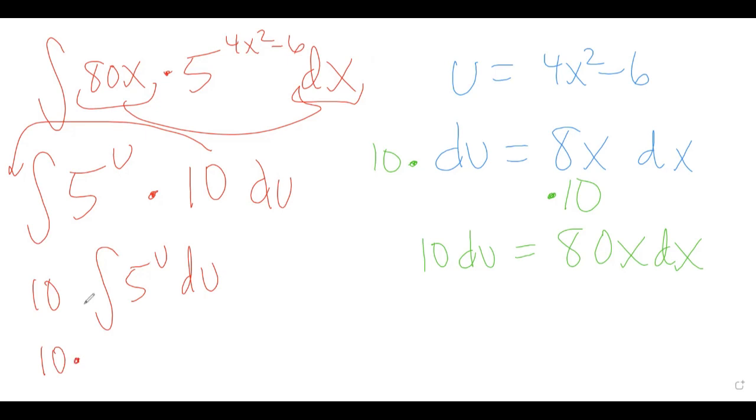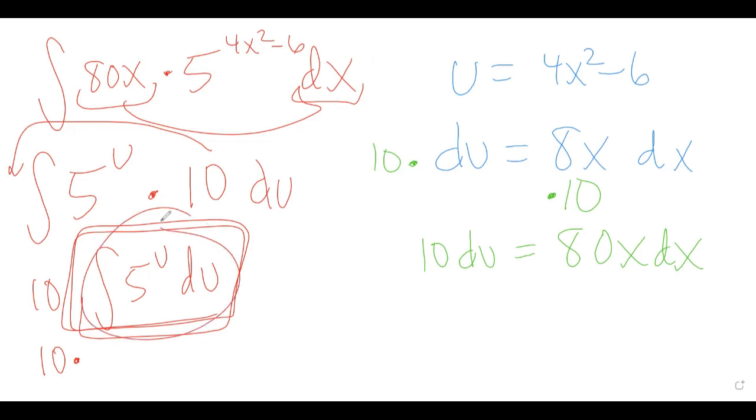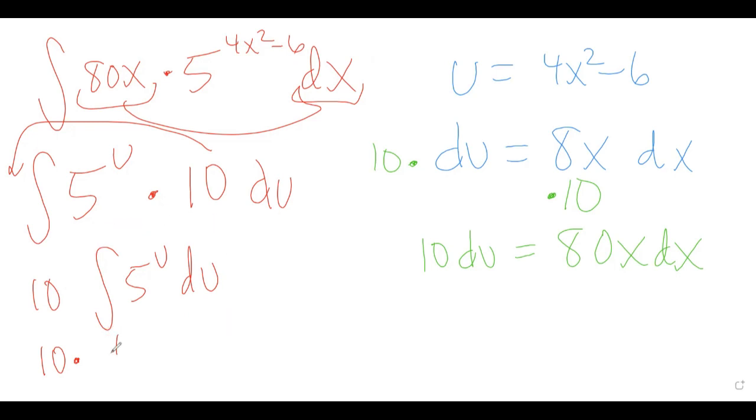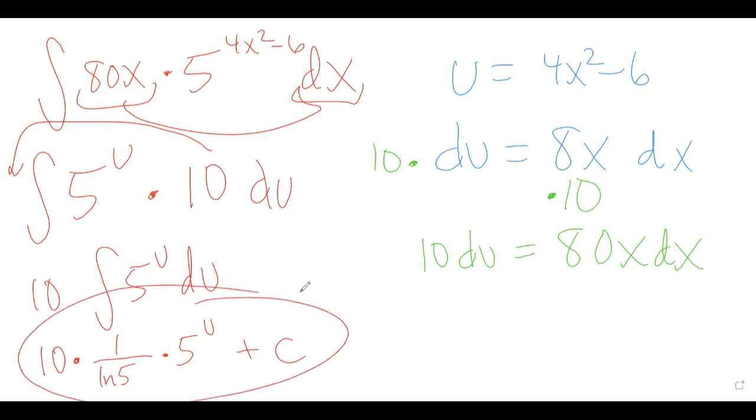And then look at your formulas to give me this antiderivative. If you look at your cheat sheets, the antiderivative of this should be 1 over natural log of 5 times 5 to the u plus C. And that'll be your answer. But of course, instead of u, you want to write the value of u. So let me just make that change real quick. This would be 4x squared minus 6 plus C.